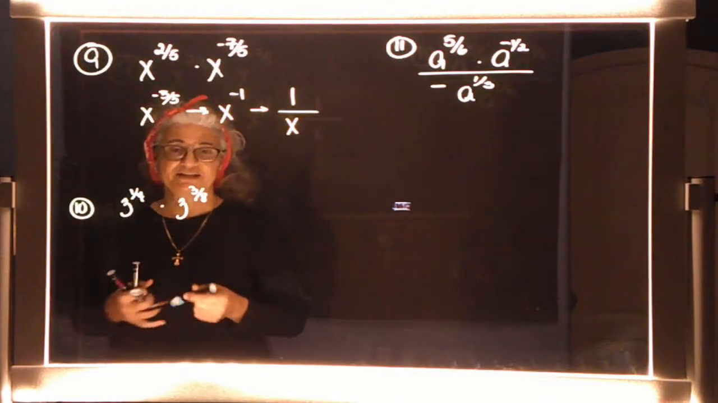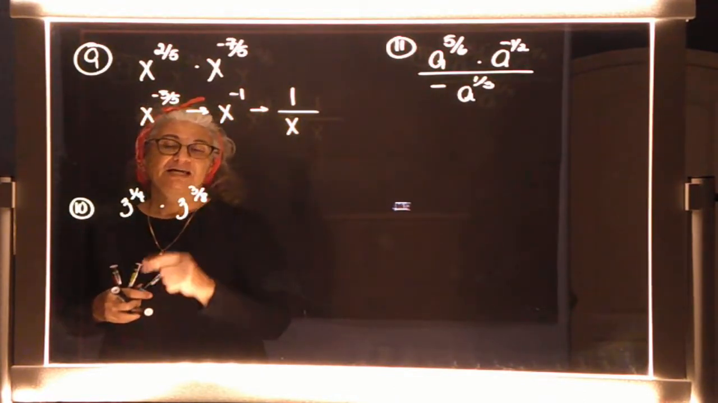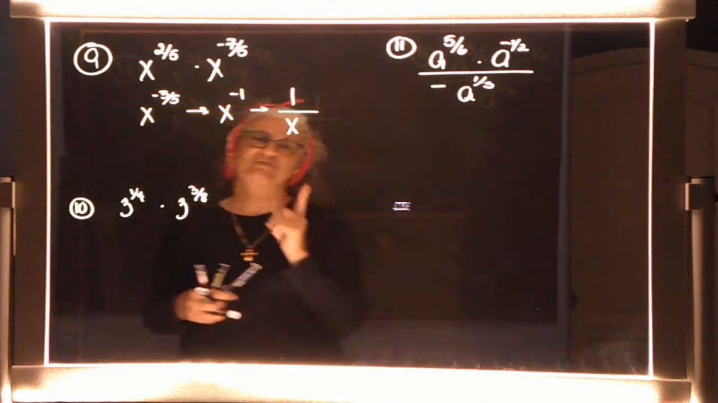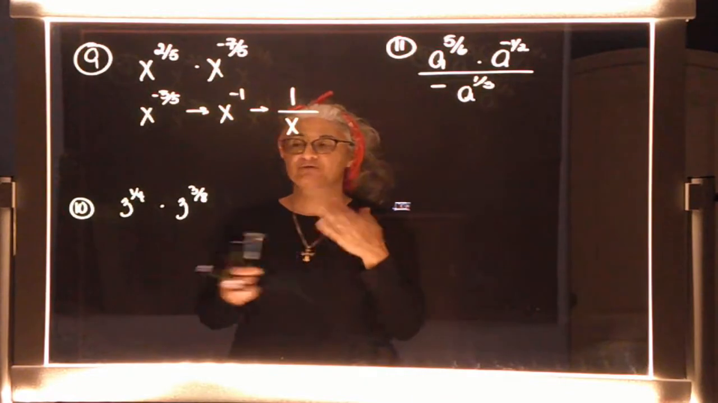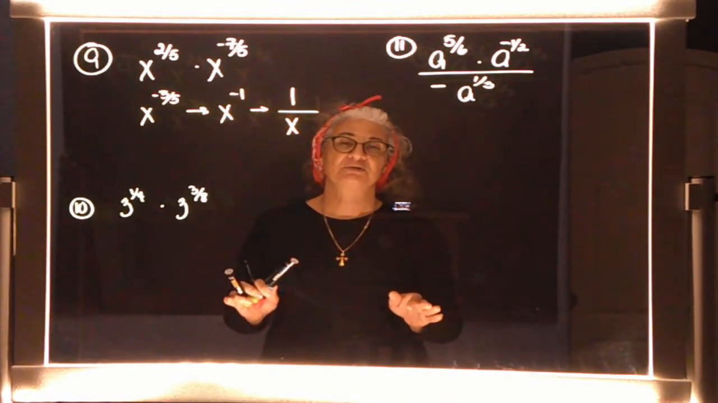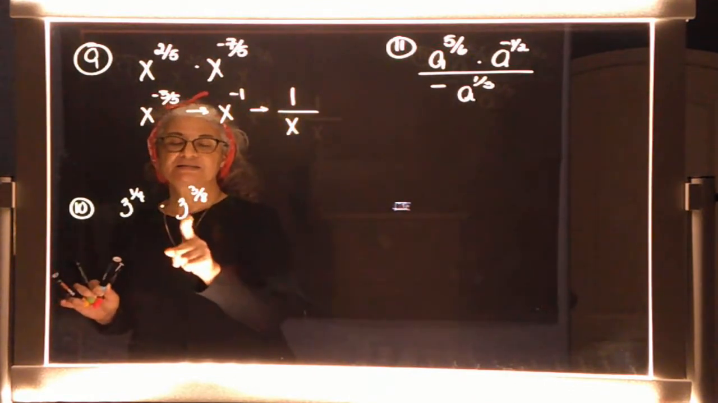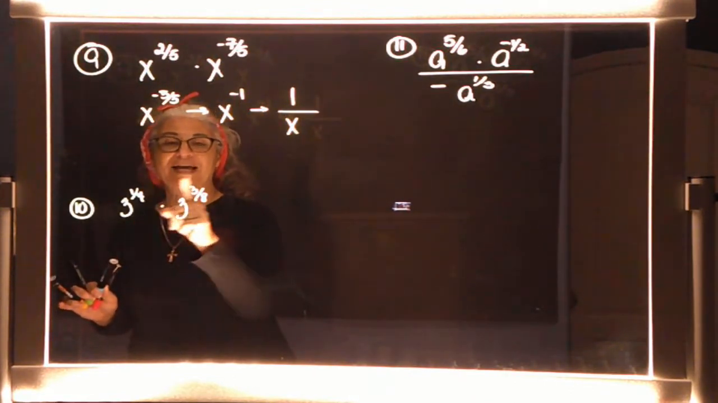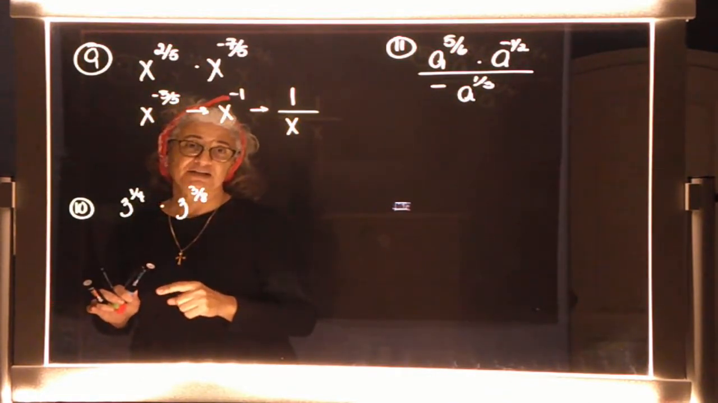So on number 10, well, the bases are the same, aren't they? So here's the thing. Be very careful on number 10, because most people would think of doing 3 times 3 first. No. Because when you are multiplying the same bases, we get to add the exponents, don't we? Just like we did on problem number 9.